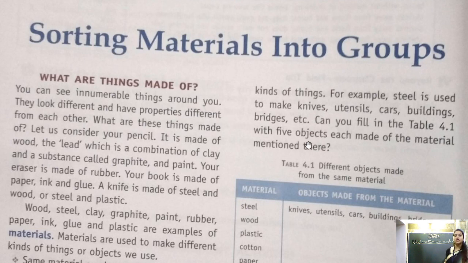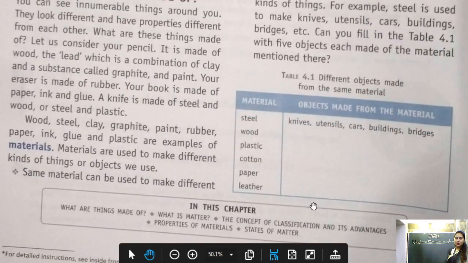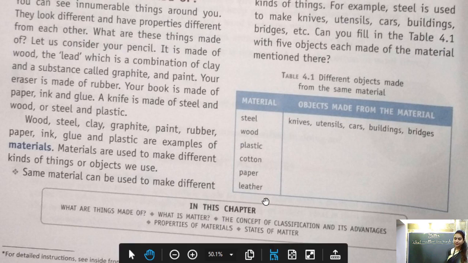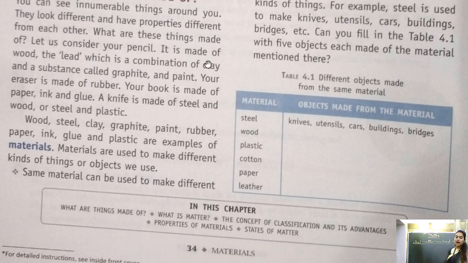What are materials? Materials are the things through which any object is made, isn't it? And we have done this activity also. You have done what are the different materials that can be made from wood, different materials that can be made from plastic, cotton, paper and leather. So this activity also we have done. We have studied about materials and then we have studied 3 different properties.